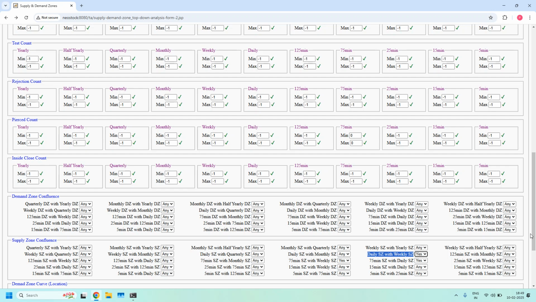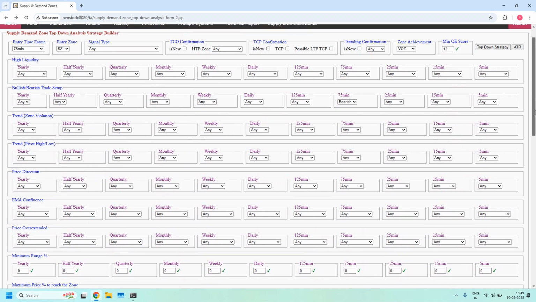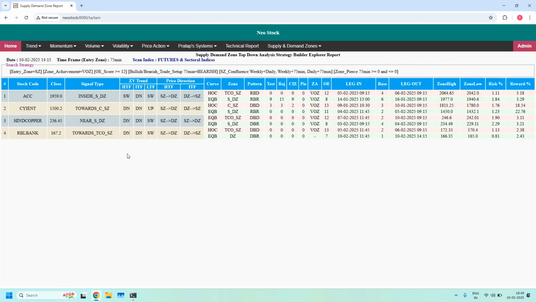With all the 3 filters enabled, LTF, ITF, HTF supply zone confluence, we got 4 stocks. That means in these 4 stocks, these 75 minute supply zones are overlapped with the daily supply zone, and both together again overlapped with the weekly supply zone in all these 4 stocks. And the weekly trend is down for the second, third and fourth stocks.